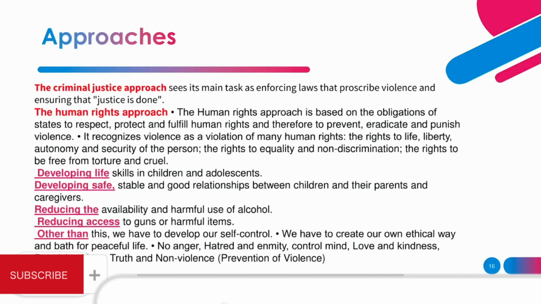Approaches. The criminal justice approach sees its main task as enforcing laws that proscribe violence and ensuring that justice is done. The human rights approach is based on the obligations of states to respect, protect and fulfill human rights and therefore to prevent, eradicate and punish violence. It recognizes violence as a violation of many human rights: the rights to life, liberty, autonomy and security of the person, the rights to equality and non-discrimination, the rights to be free from torture and cruel treatment.